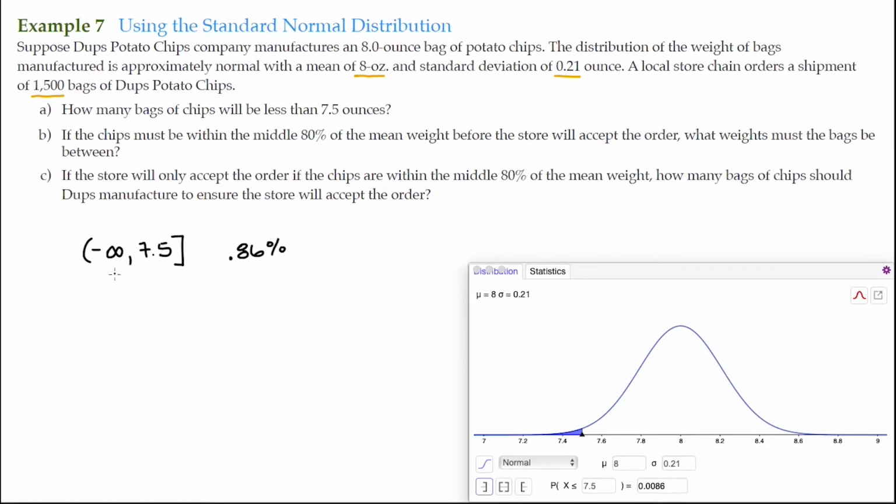So I'm just going to take the 0.0086 written as a decimal and multiply that by the 1,500 bags that the chain store is ordering. That comes out to be 12.9. So it would be fair to say that approximately 13 bags.